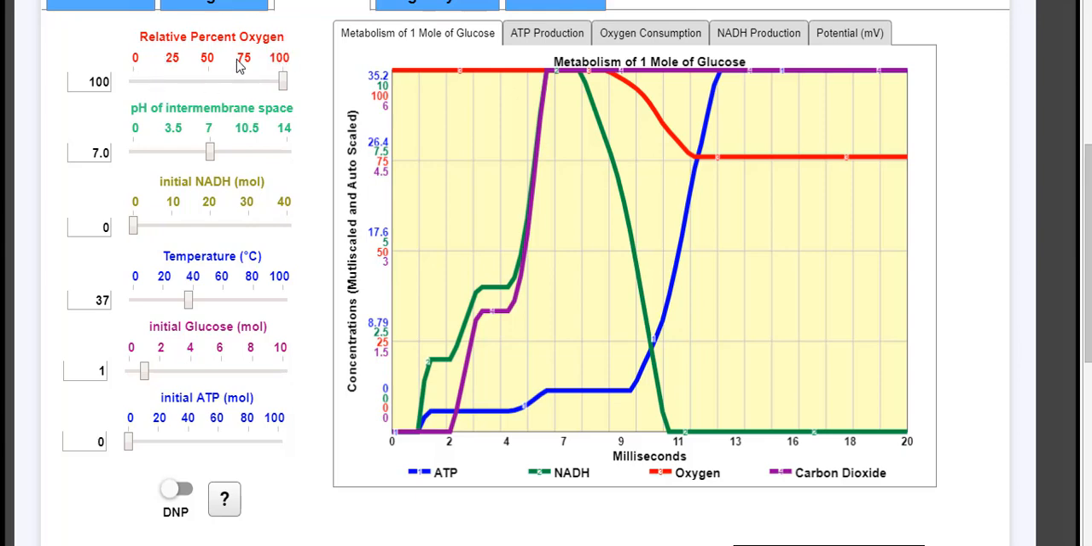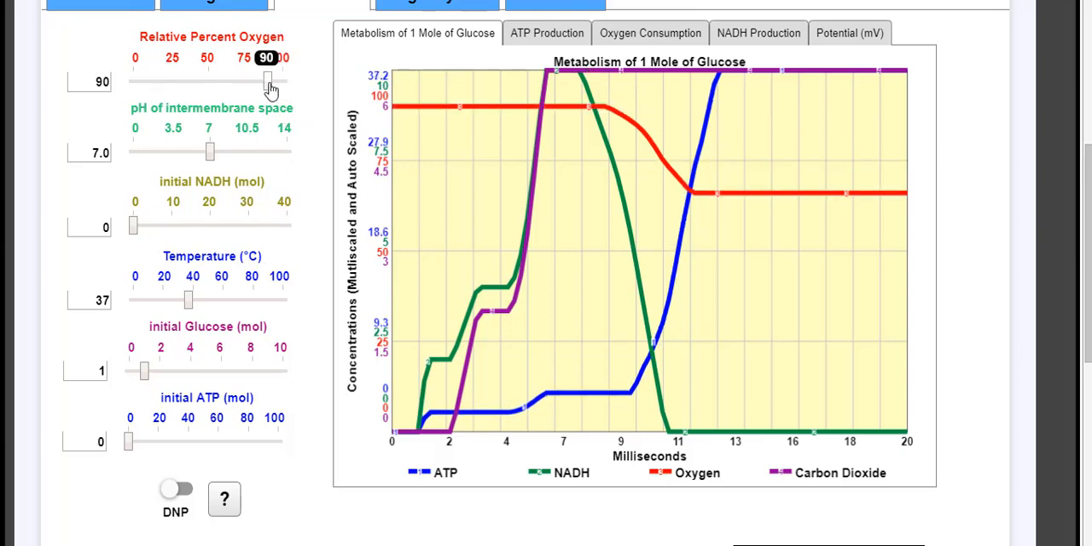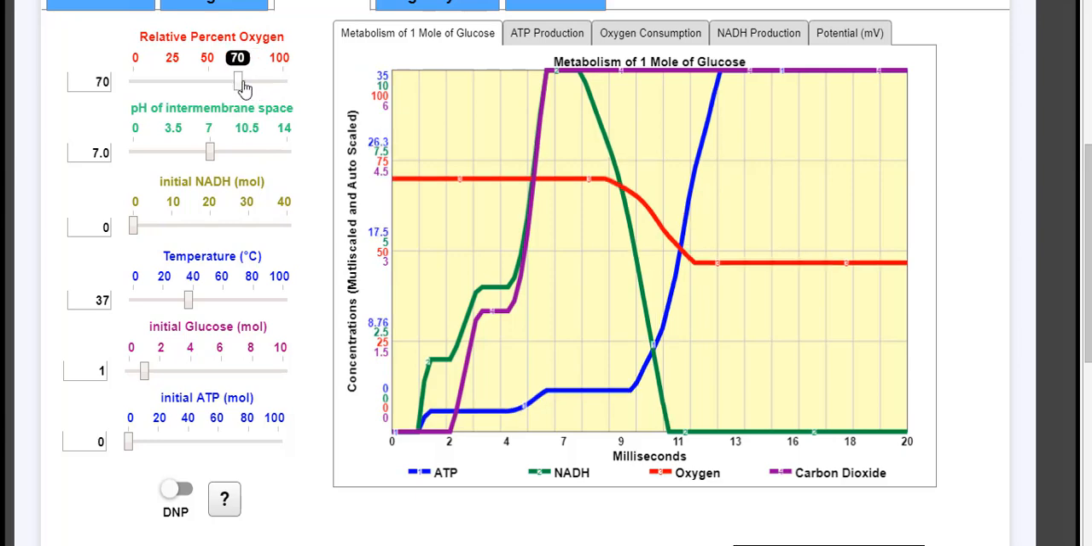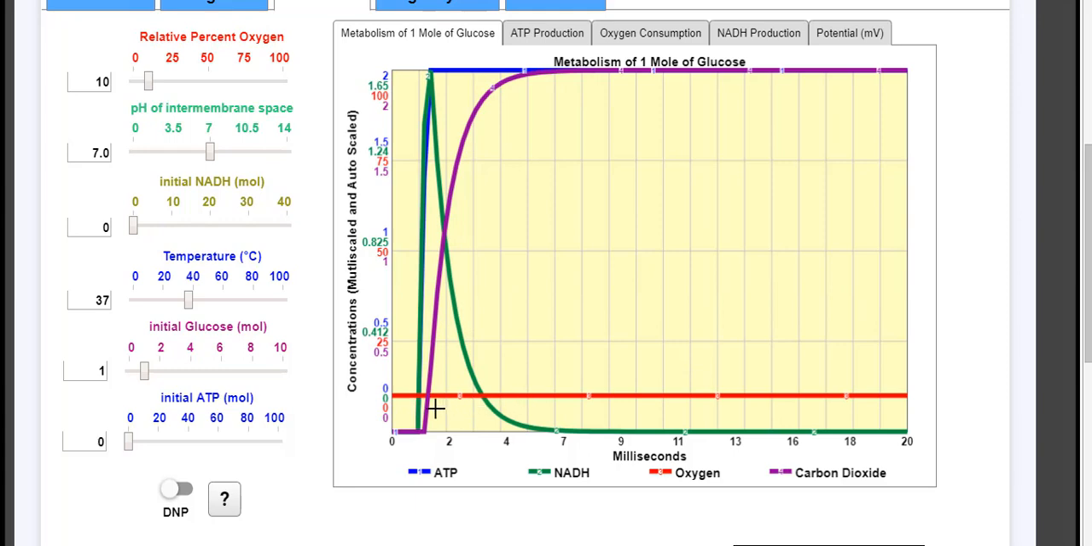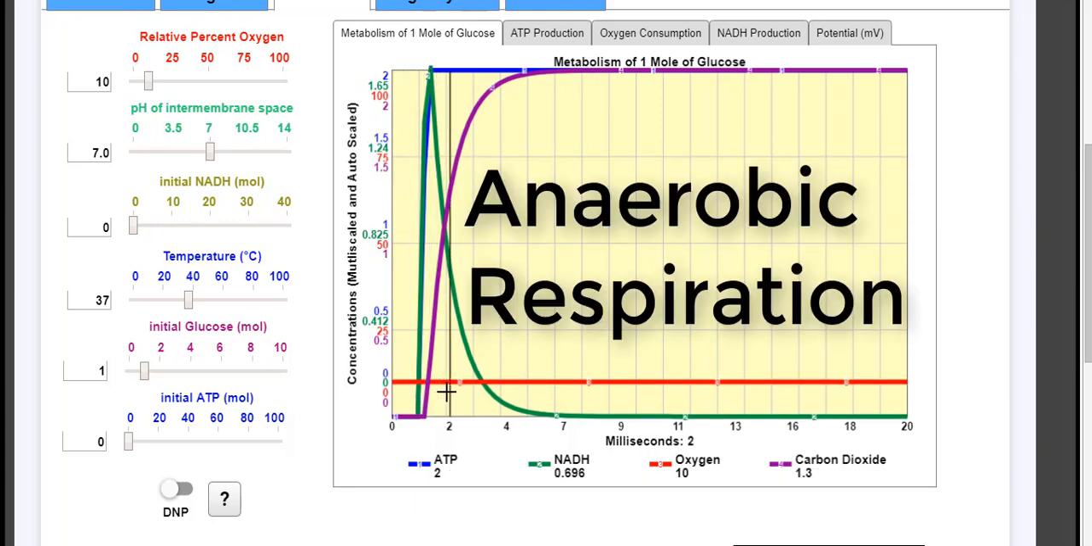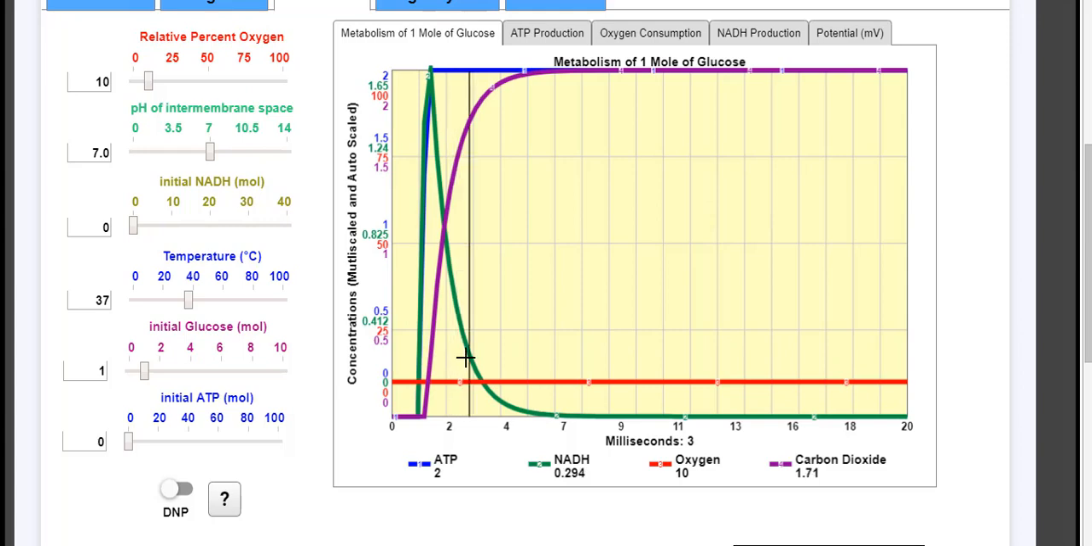Let's start off with relative oxygen. When the relative oxygen goes down, you can see the oxygen levels going down, but then at some point, when the oxygen levels are really low, you still get ATP produced, but just through glycolysis. What happens is your electron transport chain shuts down as there's no oxygen available to be an electron acceptor, and so this is showing basically fermentation. The NADH gets converted back into NAD during the fermentation process.